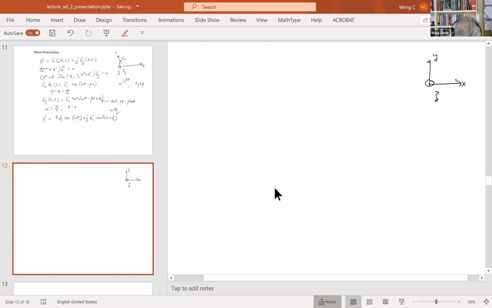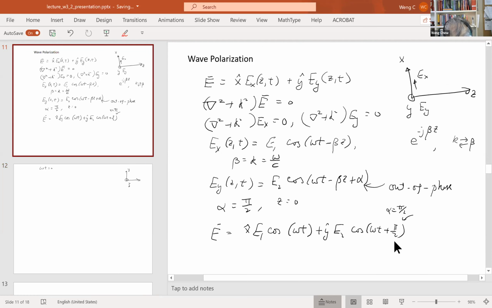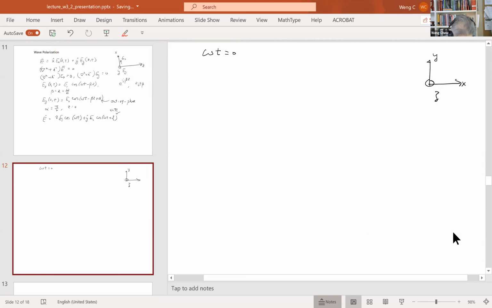And at omega t equal to 0, what happens? If you look at these two waves, omega t equal to 0, this is 1. What is the second term? Omega t equal to 0, it's cosine of 90 degrees, which is 0, right? So the wave is polarized completely in the x direction. So at t equal to 0, the wave points in the x direction. Agree?